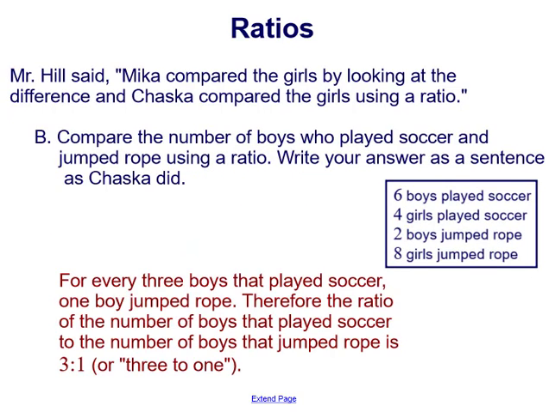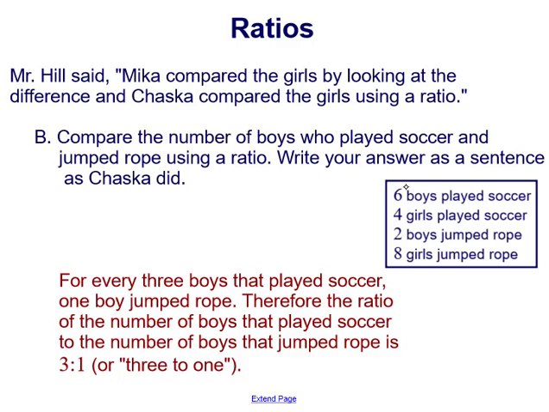B says to compare the number of boys who played soccer and jumped rope using now a ratio. So we're going to write our answer as a sentence as Chaska did. So she's getting, for every 3 boys that played soccer, 1 boy jumped rope.